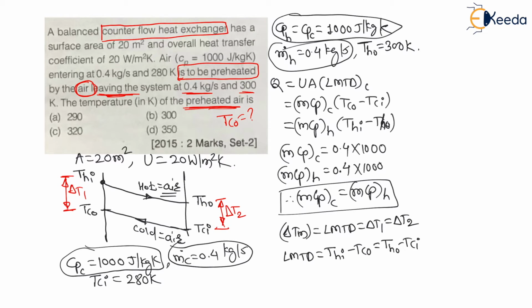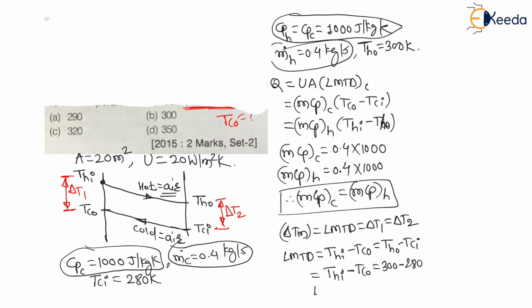So let us put the values here. Therefore, LMTD is equal to THI minus TCO. Now THI is not given, and TCO is unknown too. So we use THO minus TCI, since THO is given and TCI is given. Therefore, it is equal to THO, 300, minus TCI, 280. Therefore, here LMTD will be equal to 20. So you get LMTD is equal to 20 Kelvin, right? So use this LMTD.